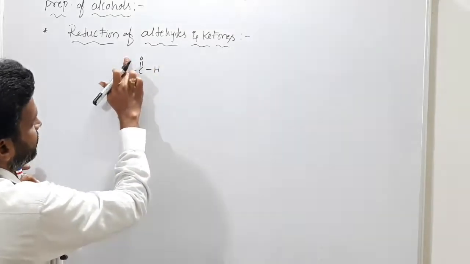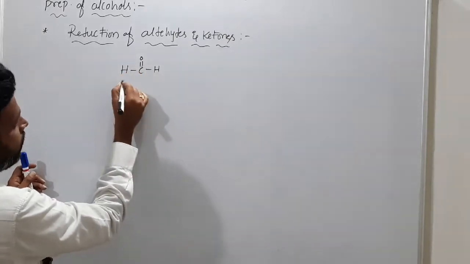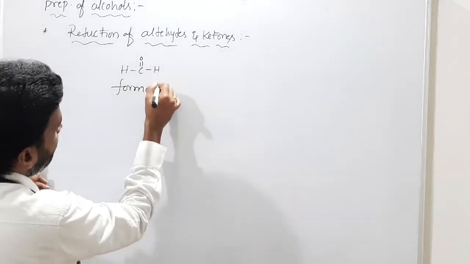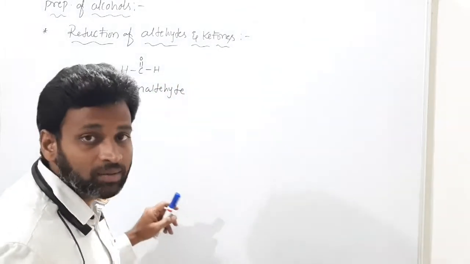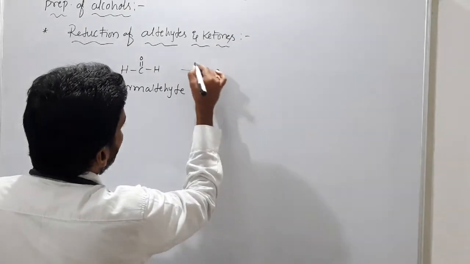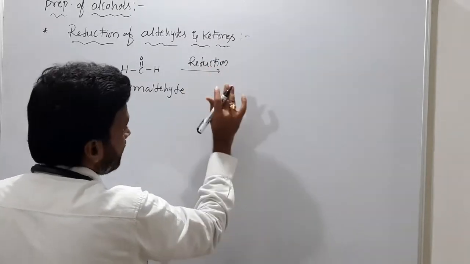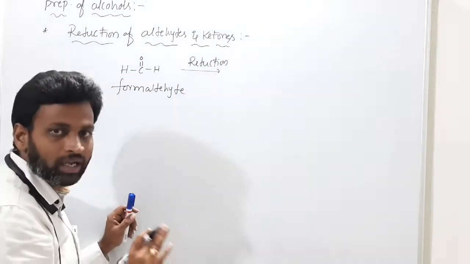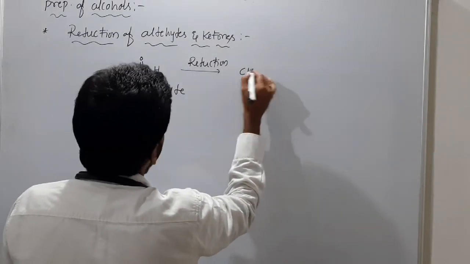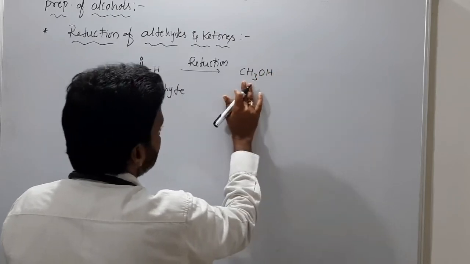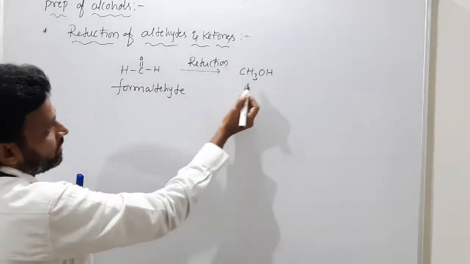This is aldehyde actually. If instead of R you have hydrogen, this is called formaldehyde. Formaldehyde on reduction turns to methanol. Reduction and reducing agents, I'll tell you. How many carbons you have, those many carbons you will have in the same alcohol. So in formaldehyde one carbon you have, so methanol.